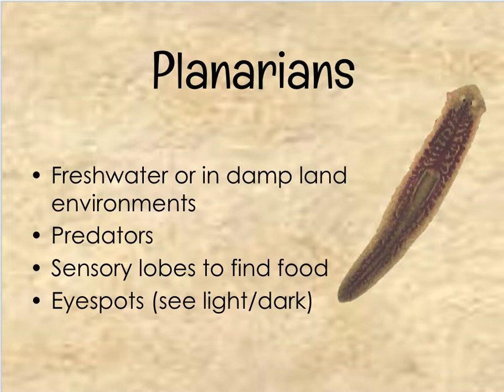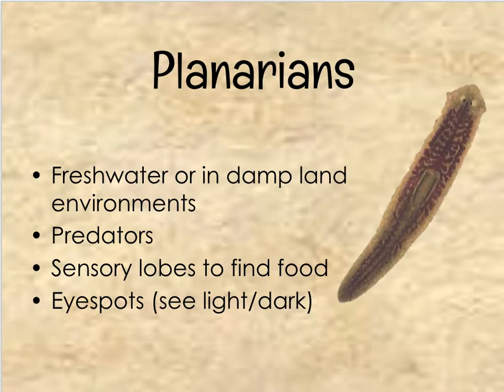Planarians like this little guy here are freshwater. You can find them in lakes and ponds, even around our area, or damp land environments, so they need places to swim and have access to a lot of water. They are predators because they have eye spots, which look sort of like cross eyes, if you can see them right here. They are hunting after their food.